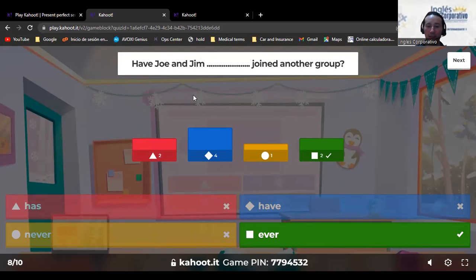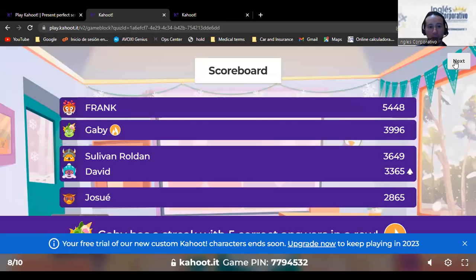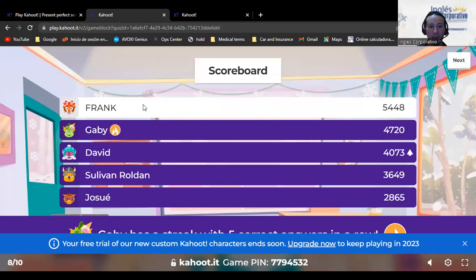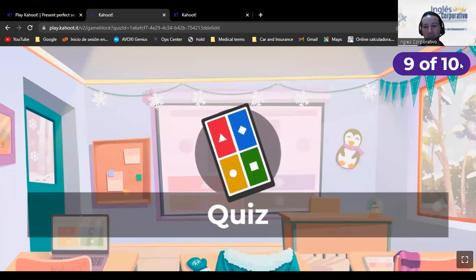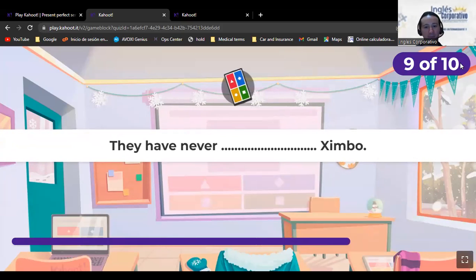Okay, Joe and Jim. Sé que puede ser confuso a veces porque uno dice, ok, ahí dice Jim, entonces yo voy a poner has, porque es él, pero son dos personas, ok? Así que pongámosle atención a eso. Y never, pues no era porque les dije que por lo general era para oraciones con un sentido negativo, ok? Ok, there we go, guys. So, Frank, Gaby, and David. Let's go. Just two more.